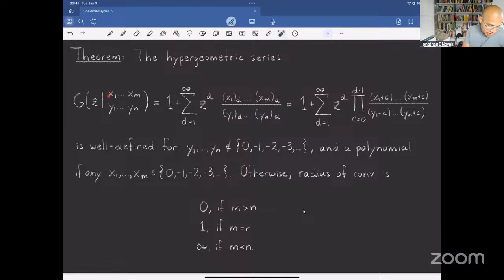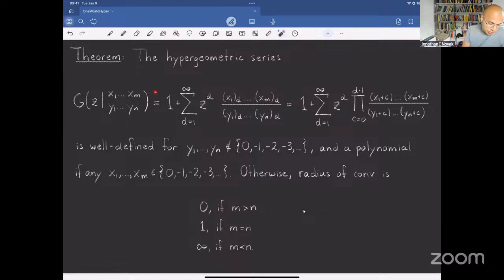Okay, and if any of the upper parameters actually is a non-positive integer, this series is going to terminate. It's going to be a polynomial, because eventually you'll start hitting zeros in the numerator up here. And otherwise, if you have a non-polynomial hypergeometric series, its radius of convergence is 0 if you have too many upper parameters. If the number of upper parameters is larger than the number of lower parameters, these coefficients grow too quickly, and you can't sum the series for any non-zero value of z.